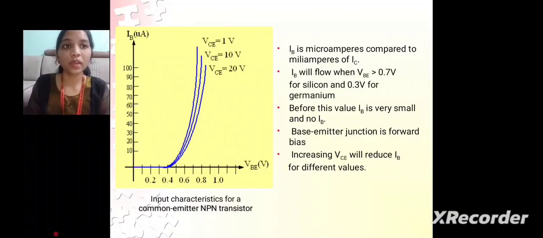IB will flow when VBE is greater than 0.7 V for silicon and 0.3 V for germanium. Before this value, IB is very small and no IB. Base emitter junction is forward bias. Increasing VCE will reduce IB for different values.